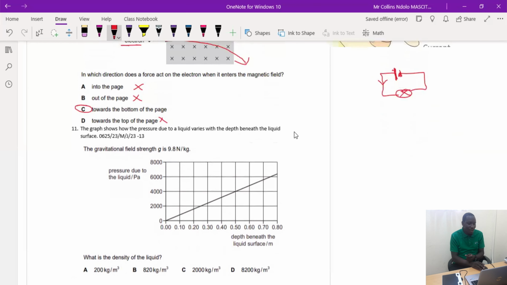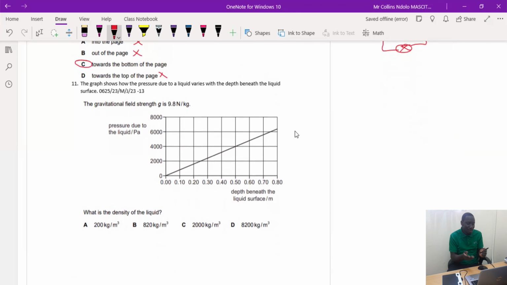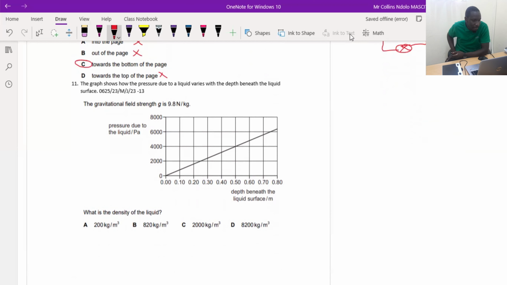All right, I don't know why this is one of the challenging questions, but let's find out. The graph shows how the pressure due to the liquid varies with the depth beneath the liquid. The gravitational field strength g is given by that. We have a graph of pressure due to the liquid plotted against the depth beneath the liquid surface. What is the density of the liquid? So what we always know is that the pressure exerted by the weight of the liquid at the bottom of any container is given by this h rho g.